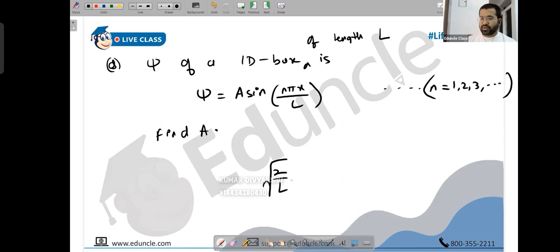Those who have learned, you must know a is actually root of 2 by L. We will try to find this. So in an exam, basically they will give you a wave function, like psi is a e raised to something, or psi is a into x square minus 2, or anything like that.